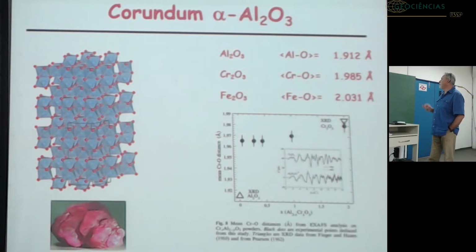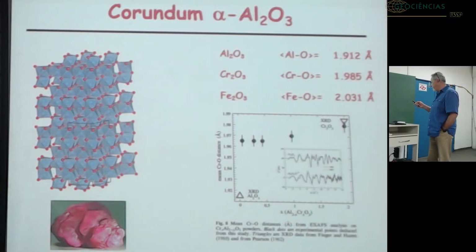an old paper by the French group, Garay and co-workers, where they measured the chromium-oxygen distance for corundum with different chromium contents, and they say that actually, at low chromium content, the chromium-oxygen distance is much lower than that of the end member.